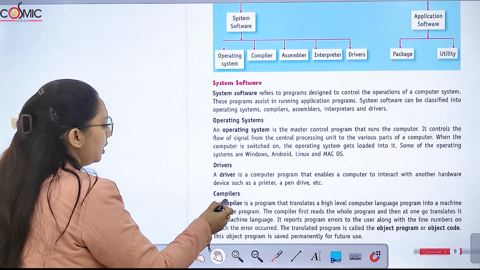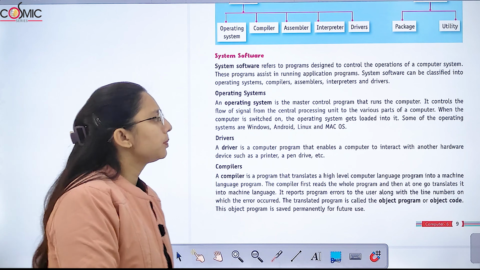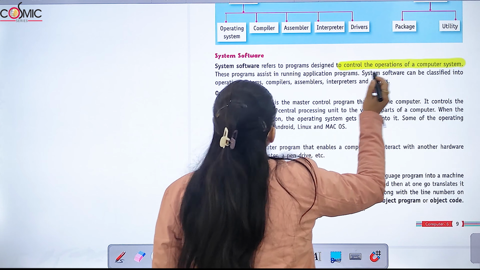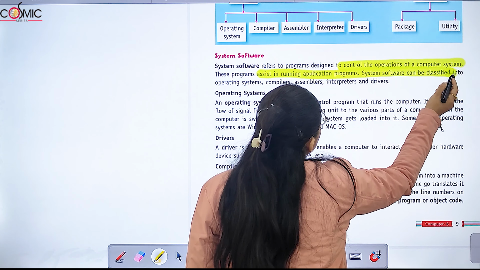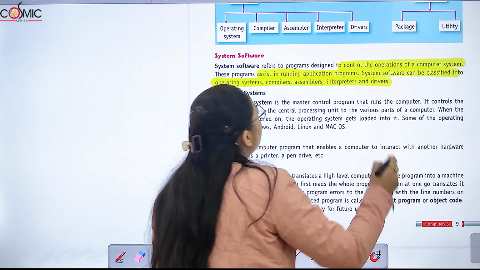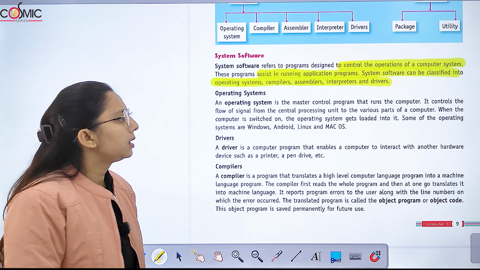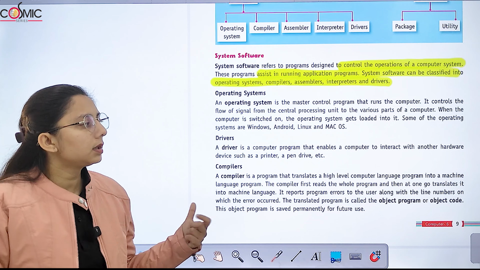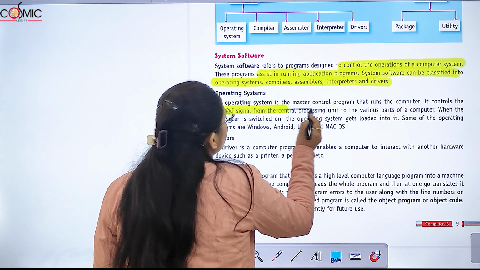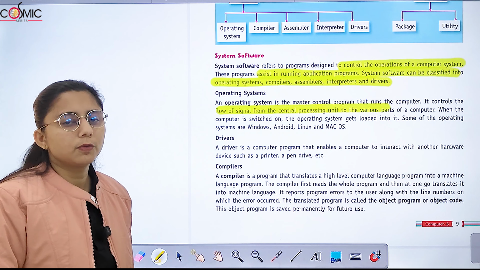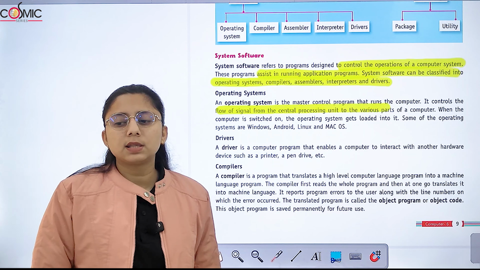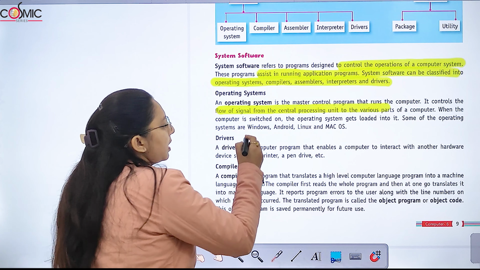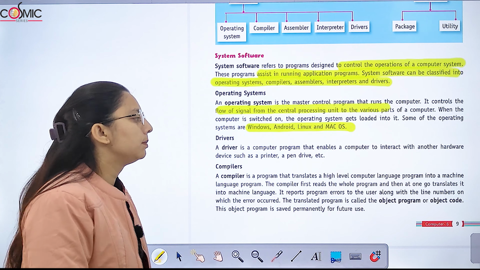Next is system software. System software is a program which is designed, जिसको हम design करते हैं और ये क्या control करता है? Computer के operations. It assists in running application programs. They are classified into operating system, compilers, assemblers, interpreter and drivers. If we talk about operating system, it is a master control program जो किस पे रन करता है? कंप्यूटर पे, and it controls flow of signals from the central processing unit to various parts of the computer. So when the computer is switched on, जैसे ही कंप्यूटर switched on हो जाता है, जो ऑपरेटिंग सिस्टम होता है वो लोड हो जाता है, and some of the operating systems are Windows, Android, Linux and Mac OS.